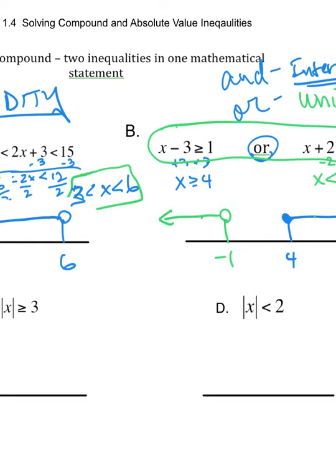Now, one last thing. How do you write this graph in interval notation? Do you guys remember? How do you write example A in interval notation? What's the smallest value? 3. What's the biggest value? 6. And then we have to determine brackets or parentheses. Parentheses. Thank you. Because neither one, ladies and gentlemen, is included.